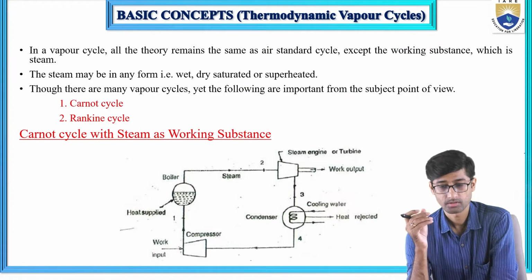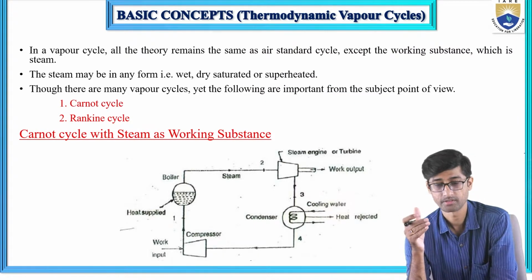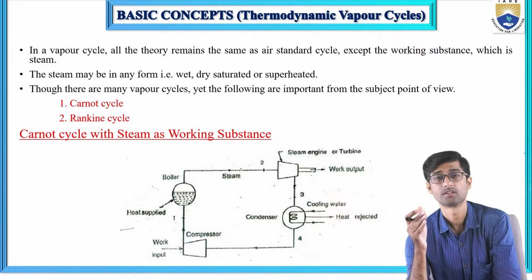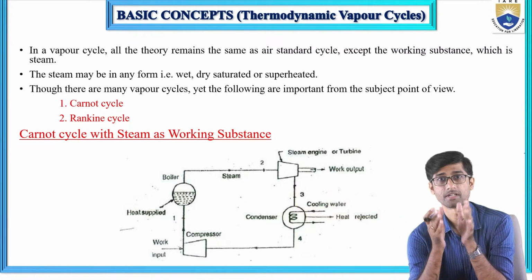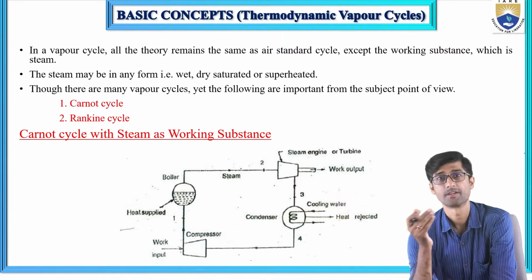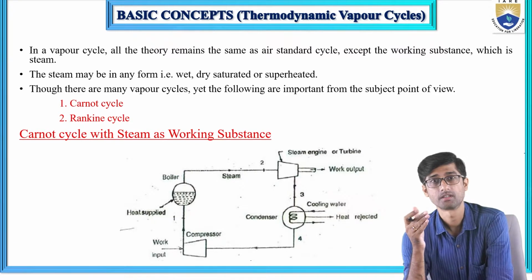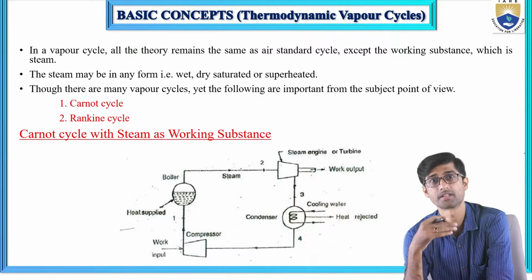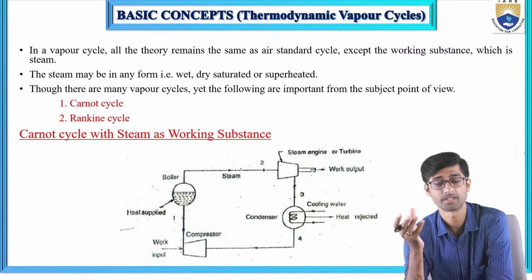Now we'll go to the basic concepts. What are the basic concepts of thermal engineering? This is the first chapter we are going to study: thermodynamic vapor power cycles. Already we have studied all the thermodynamic cycles in thermodynamics and applied thermodynamics, like air standard cycles and vapor power cycles. Air standard cycles means Otto, diesel, and dual cycles. In vapor power cycles, we have discussed Carnot and Rankine cycles. Now we have to recall all these cycles, mostly vapor power cycles, in thermal engineering.